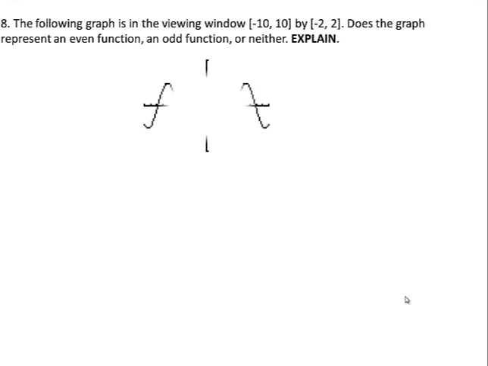The next one I thought we'd look at is number 8. Got a lot of strange answers here for number 8. I gave you this graph. I didn't tell you what the function is. It's irrelevant what the function is. Told you the viewing window was negative 10 to 10 by negative 2 to 2.